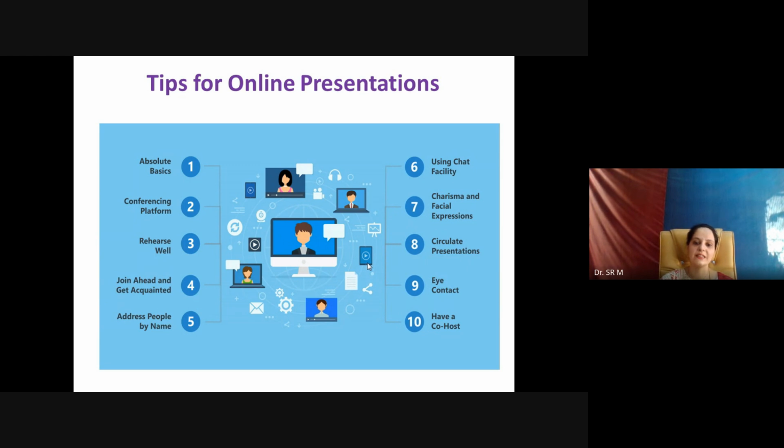Then join ahead and get acquainted. Yes. As a presenter, you need to log into the platform at least 5 to 10 minutes ahead and welcome all your participants and talk to them. This will help you to engage with your pupils and understand their expectations of this particular session. Then always address people by name during the session. This will help in keeping them engaged, and also you can get the attention of others in the audience.